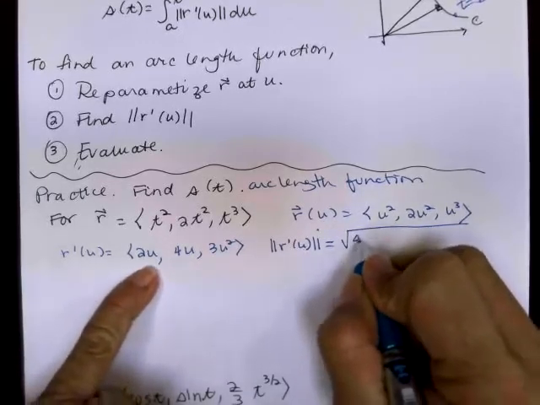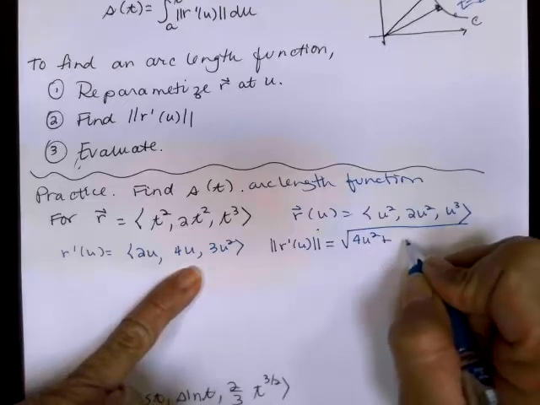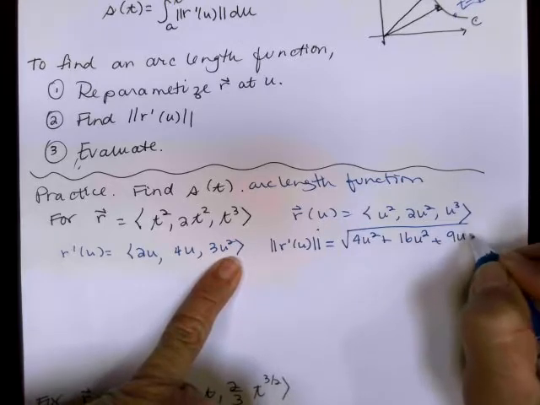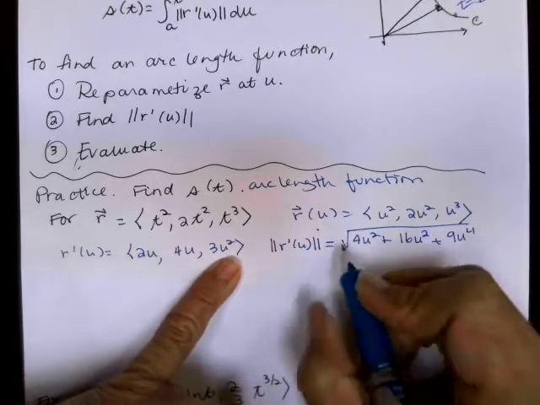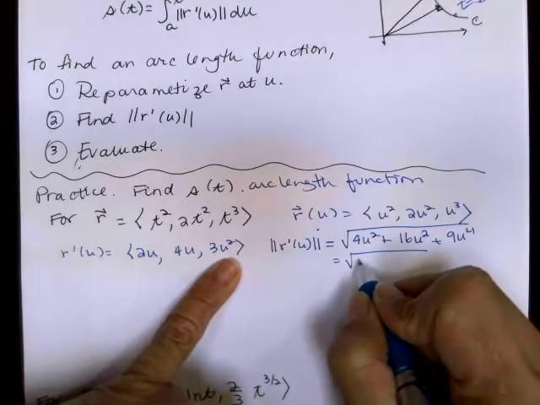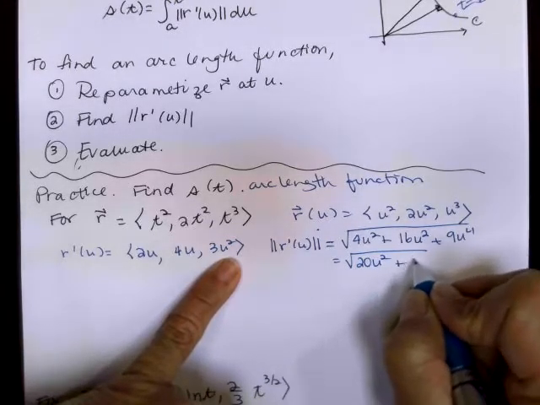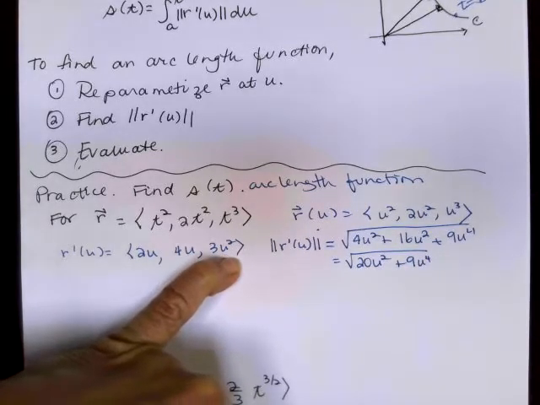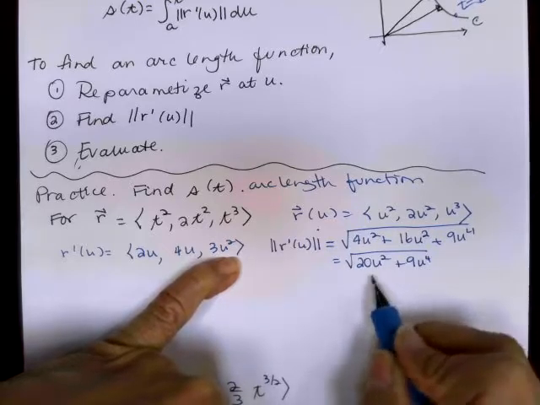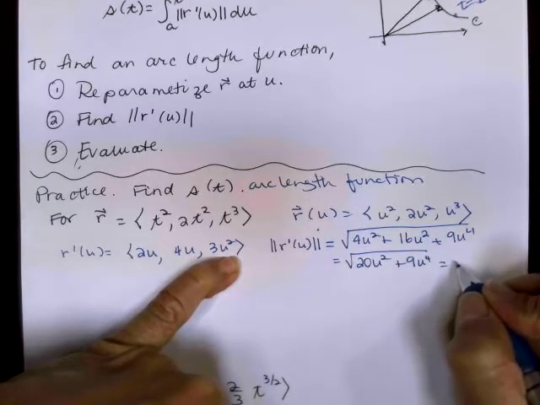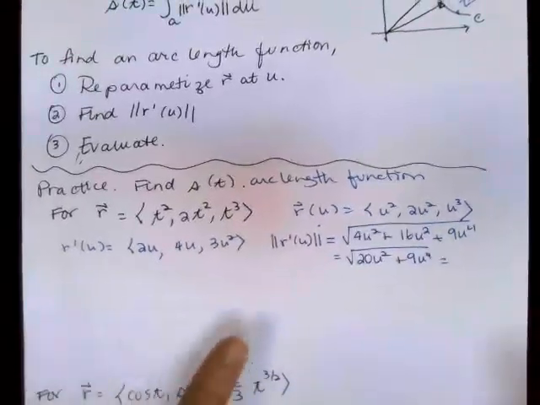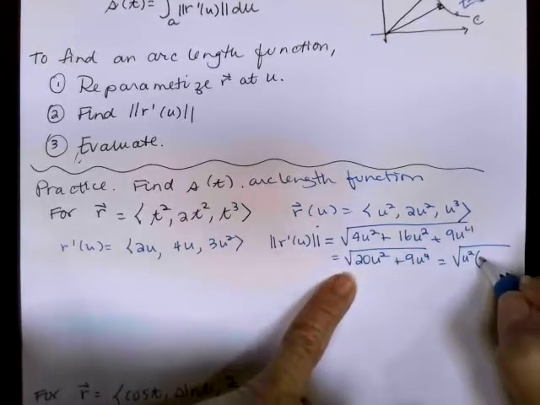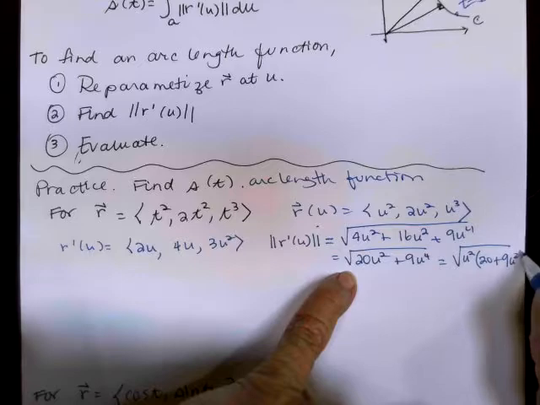So 4u squared plus 16u squared, check my arithmetic, and then plus 9u to the 4th. Okay, you can go ahead and tidy that. So 20u squared plus 9u to the 4th. I'm going to keep tidying because I know what I'm getting set up for in just a second. Notice that they each have a u squared you could factor out. So this is my last tidying step. I'm going to factor out that u squared, and that leaves behind 20 plus 9u squared.